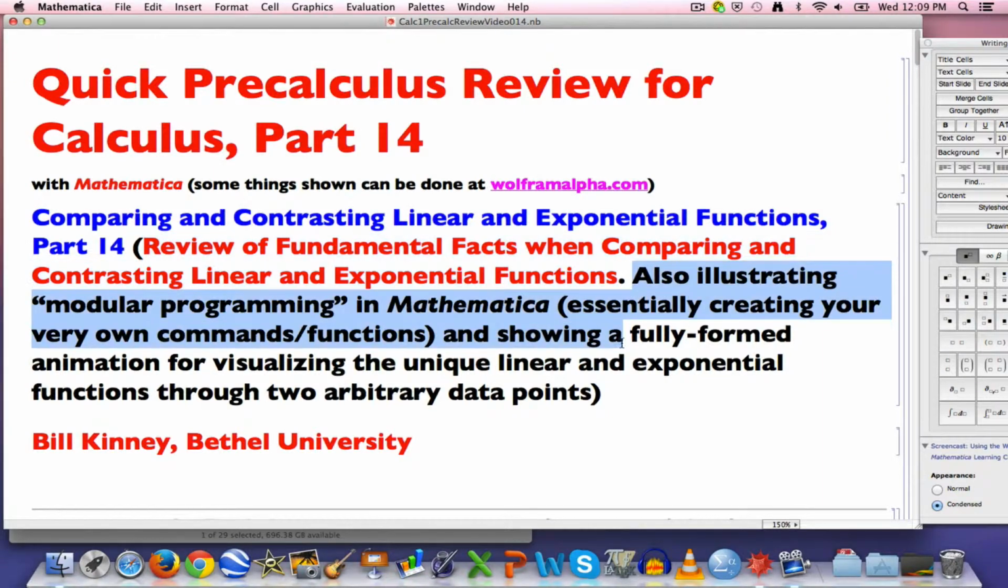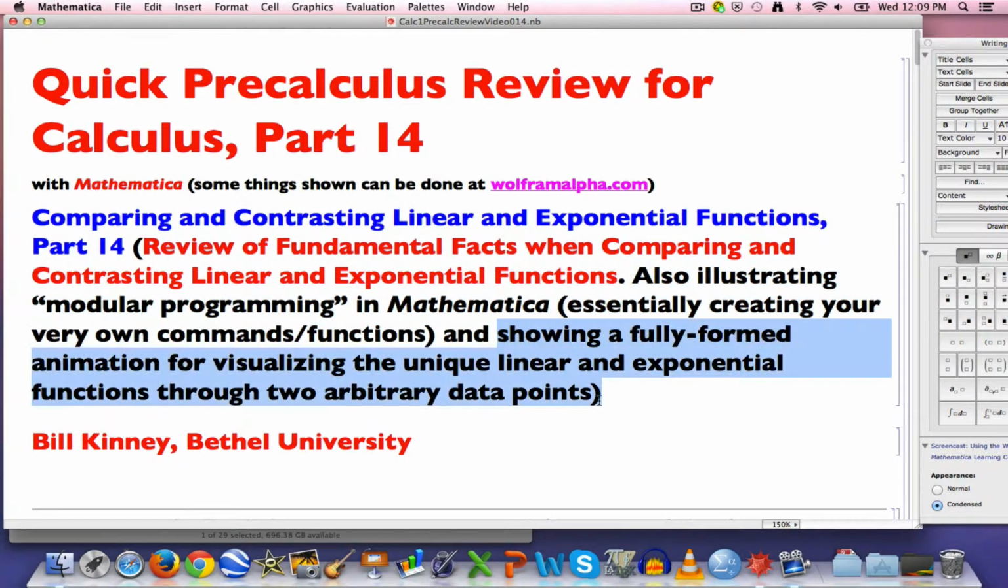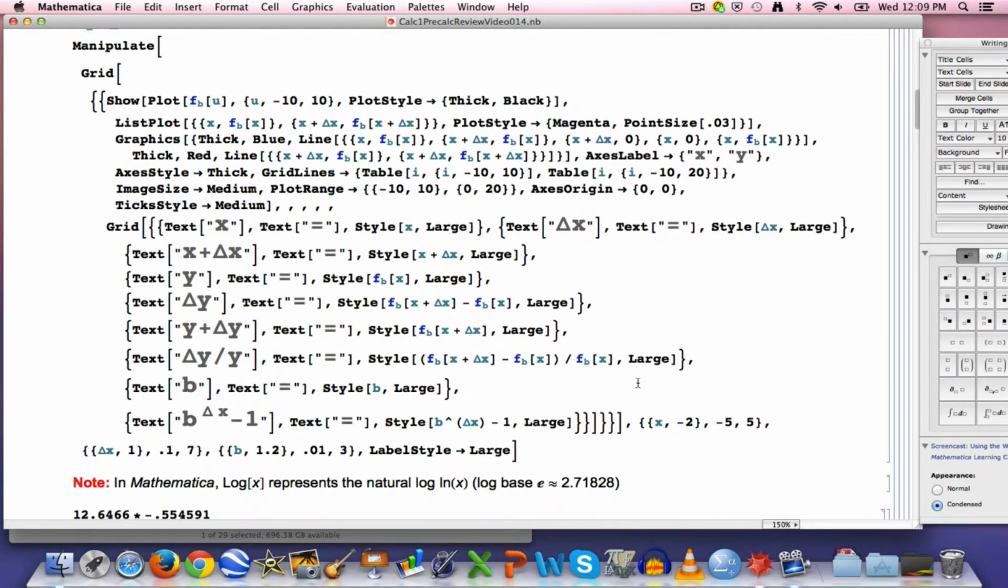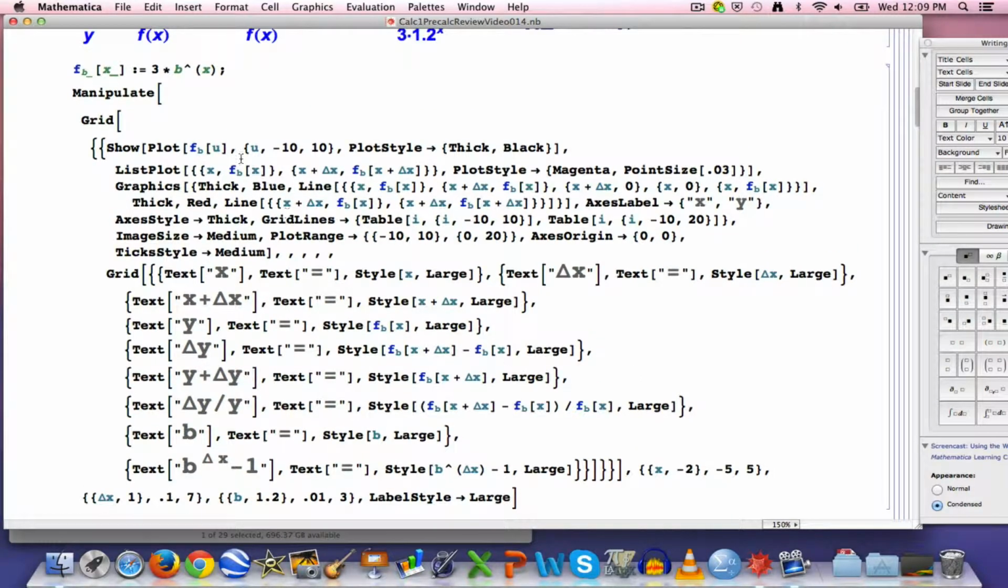We're also going to talk about a couple of things in Mathematica that are new, something that you might call modular programming, which is essentially creating your very own commands or functions in Mathematica. And I'm also going to show you a fully formed animation for visualizing the unique linear and exponential functions through two arbitrary data points not on the same vertical line. Okay? You all set? We're going to go real fast here. Hang with me.